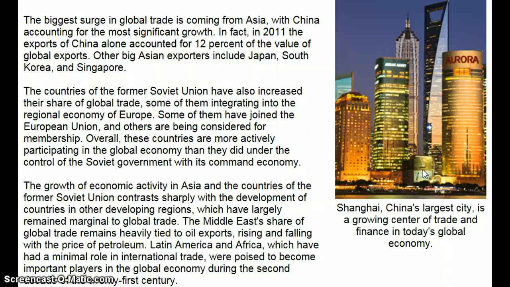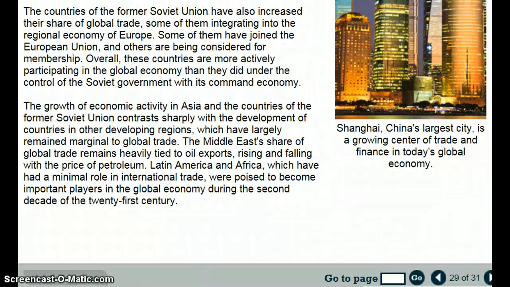The growth of economic activity in Asia and the countries of the former Soviet Union contrasts sharply with the development of countries in other developing regions, which have largely remained marginal to global trade. The Middle East share of global trade remains heavily tied to oil exports, rising and falling with the price of petroleum. Latin America and Africa, which have had a minimal role in international trade, were poised to become important players in the global economy during the second decade of the 21st century.